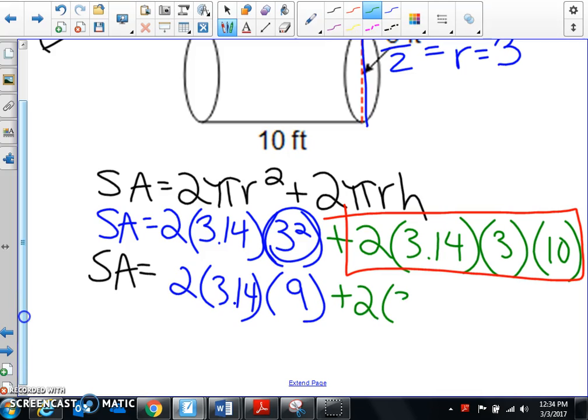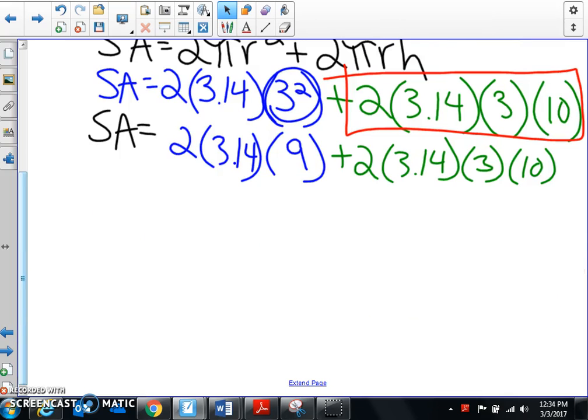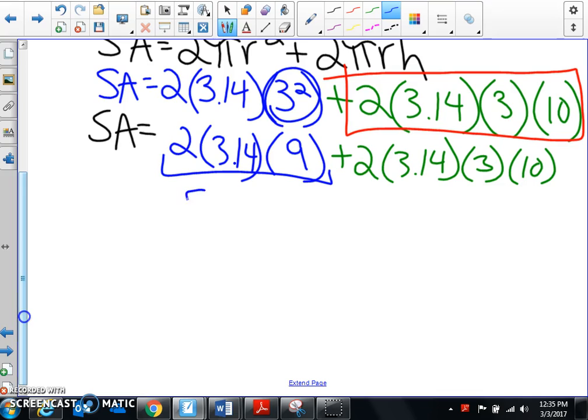Bring everything else down. And now I break it up in 2. So let's do the blue part first. So 2 times 3.14 times 9 is 56.52. And the green part would be 2 times 3.14 times 3 times 10, 188.4.